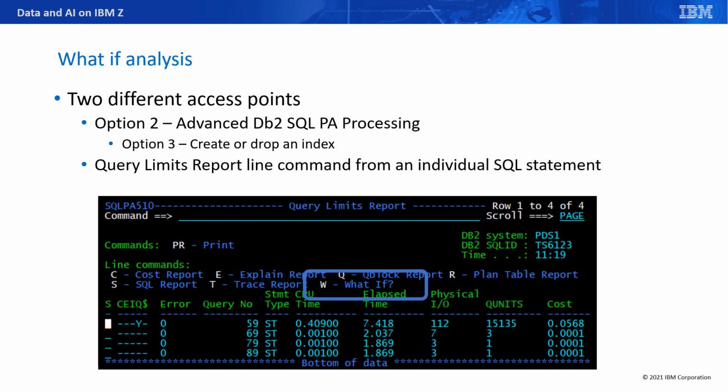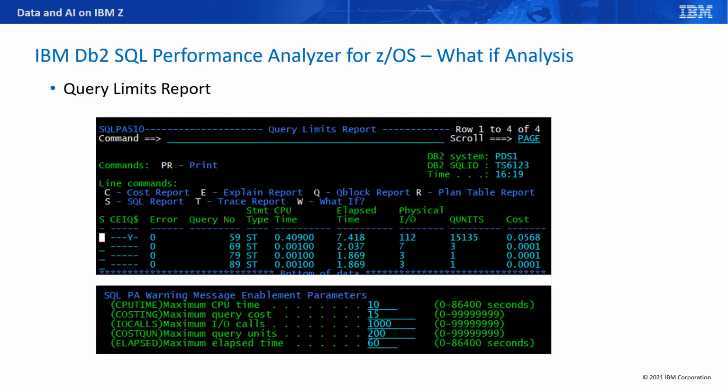The second access point is what I will be demonstrating, which is completed within a query limits report by entering the what-if line command for a specific query. From the SQLPA main control panel, I have selected option 1, Basic DB2 SQLPA Processing, and then option 1, Processing Packages from the DB2 System Catalog. The Query Limits Report displays the information for the 4 queries within the package.